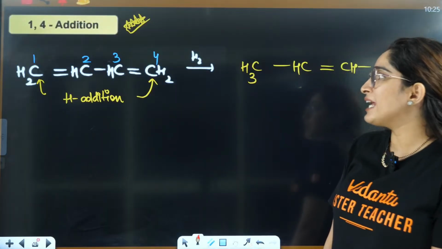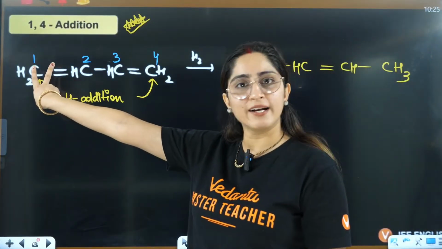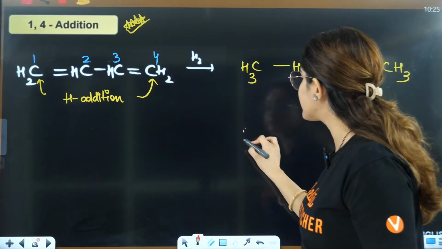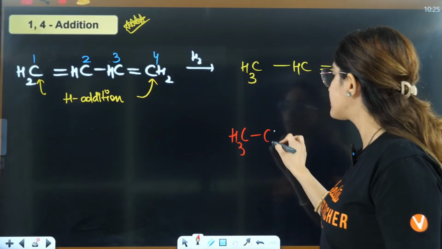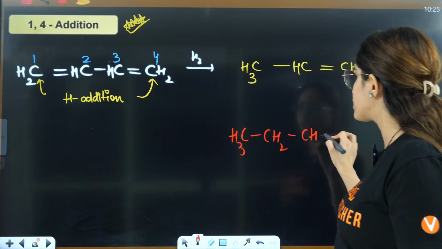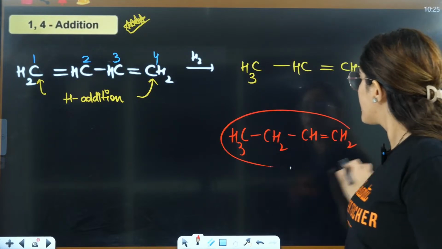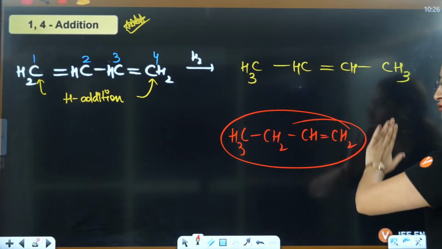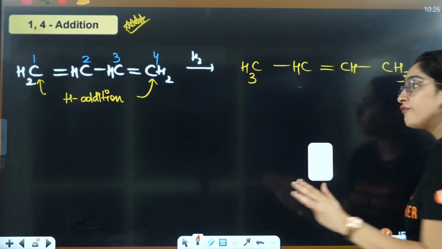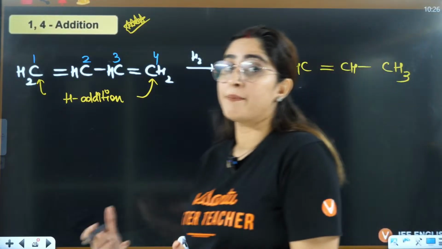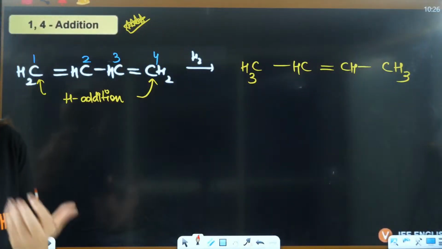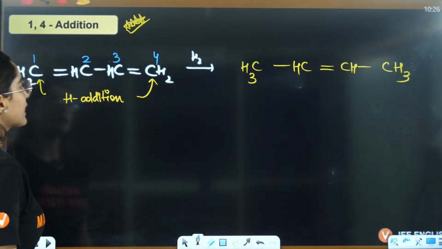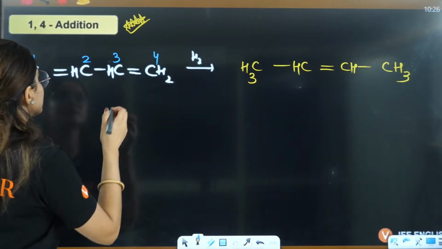Because according to this, either hydrogen should be added here or it should be added here. The answer should be CH3, CH2, CH double bond CH2. This should be the answer. But in reality, the answer is 1,4 addition. So that is something very weird, right? That should not happen. But now we have to find out why 1,4 addition is happening, right? So let's understand this concept.